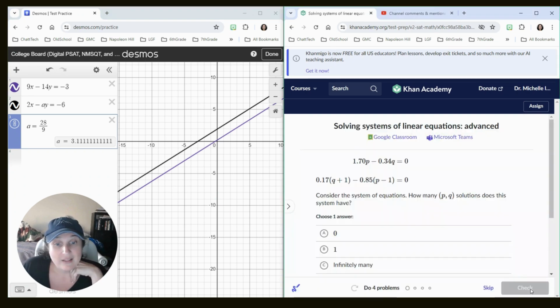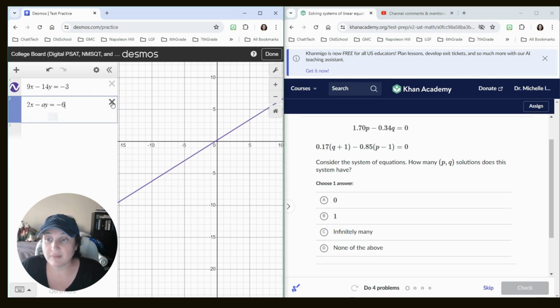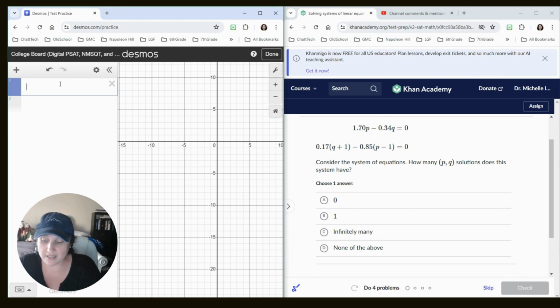All right, let's take a look at these practice questions. So it says, how many solutions does this system have? Well, we're going to type this into Desmos, and you're going to notice something that might be a little frustrating.